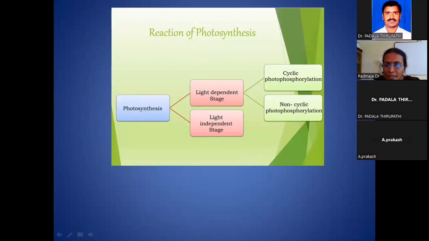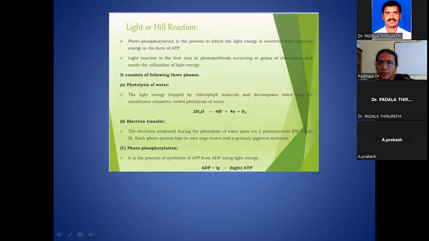Photo means light, phosphorylation means formation of ATP. So the formation of ATP in the presence of light is called photophosphorylation. And here again there are two types, cyclic and non-cyclic. Cyclic means where the electron moves and again comes back and reaches the same target place, that is called cyclic photophosphorylation. In non-cyclic photophosphorylation, the electron moves without reaching the same target place, so it is considered non-cyclic photophosphorylation. This is important for our entrance exam also.